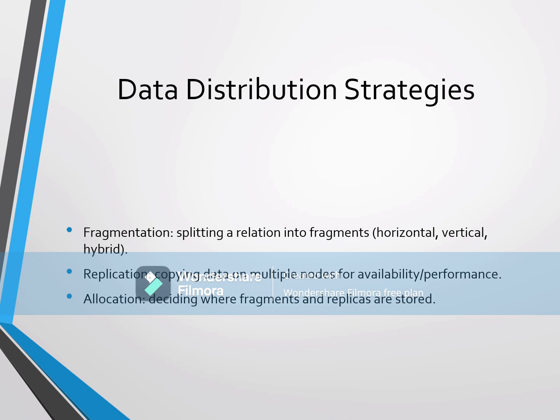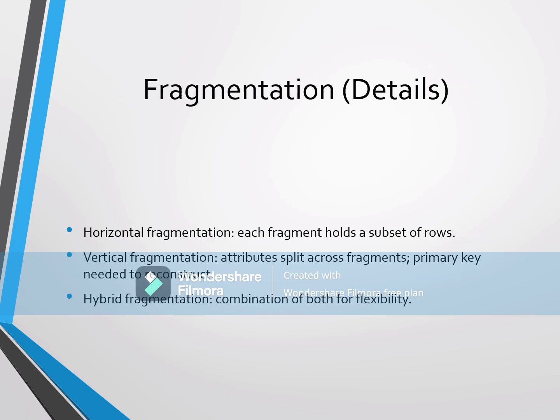Fragmentation improves performance by partitioning large relations into smaller pieces. Horizontal fragmentation stores subsets of rows, often by region or tenant, so queries touching local data avoid cross-node traffic. Vertical fragmentation splits columns across nodes. Joins on a common primary key reassemble the logical tuples. Hybrid fragmentation mixes both approaches for complex workloads.